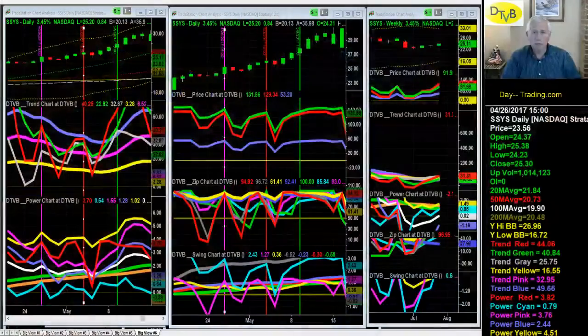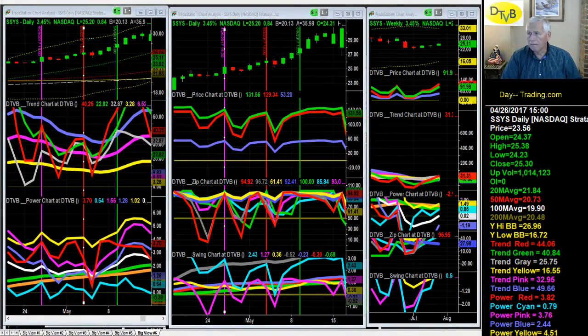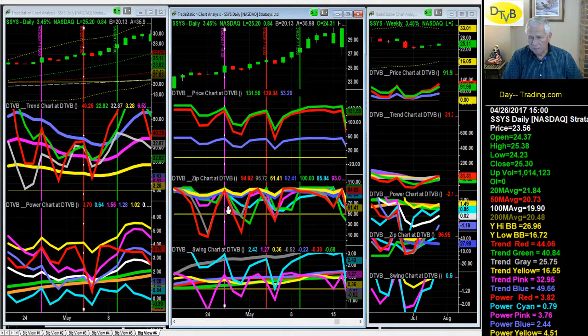So when zip green hits 100, there are some key things that we can look for. I have 3 examples here. The first one is on the pink vertical line. Zip green is at 100. It's just stuck its nose out up over the zip yellow line. Zip yellow is actually at 96.